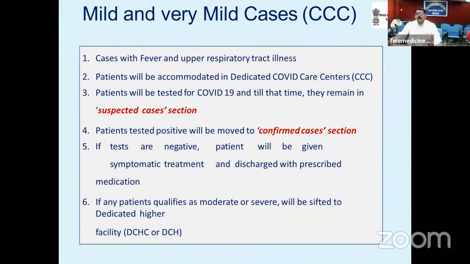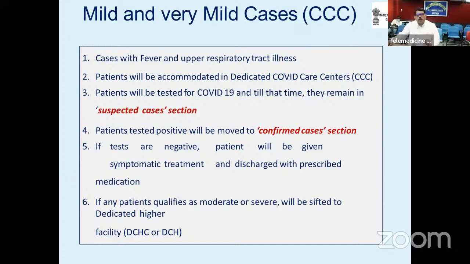So this is just for your knowledge, the mild and very mild cases in CCC, what you all come across, cases with fever and upper respiratory tract illness, where the patient will be accommodated in dedicated COVID care centers, and the patient will be tested for COVID-19, and till that time they remain in the suspected care section. So every CCC has a suspected care section and a confirmed case section. The patient tested positive will be moved to the confirmed case section. If tests are negative, the patient will be given symptomatic treatment and discharged with prescribed medications for non-COVID causes. And any patient who qualifies as moderate or severe will be shifted to a dedicated higher COVID hospital center or hospital.